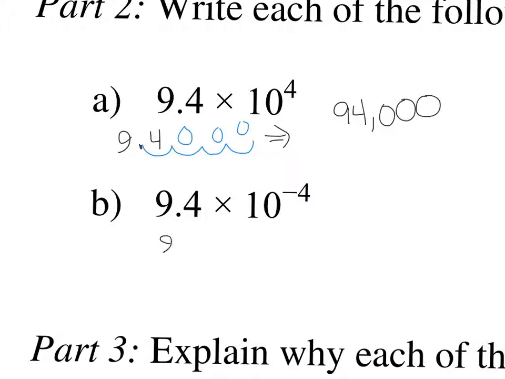Now if I have 9.4 times 10 to the negative 4, I'm going to move the decimal over so the number becomes smaller. So I'm going to move it over 1, 2, 3, 4, put a decimal symbol, and fill these in with zeros. So just to be neater, I'm going to write it off to the side as 0.00094.